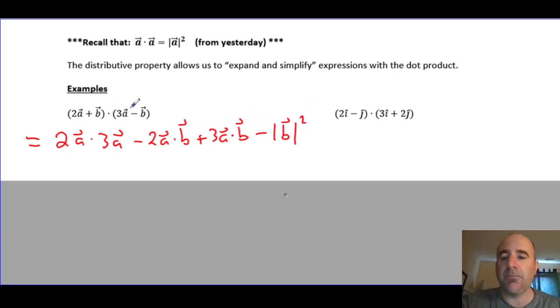So I'm using the distributive property here. I mean, FOIL is the distributive property. Here's my first term, if you're wondering where I'm getting this from. First, then outside, so 2A and negative B.